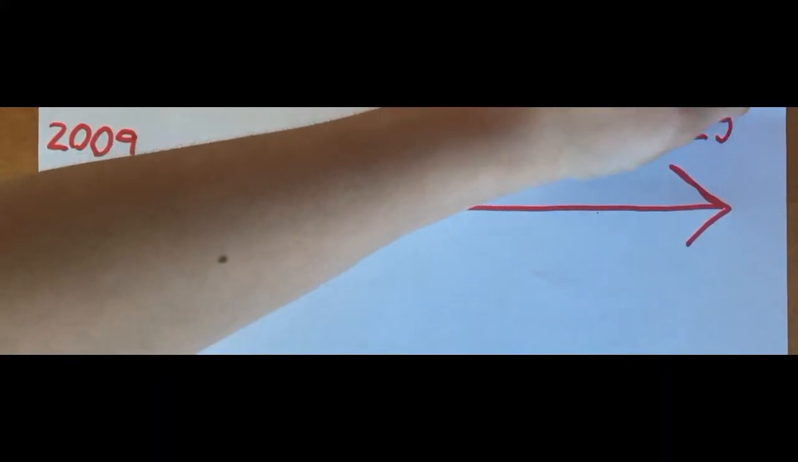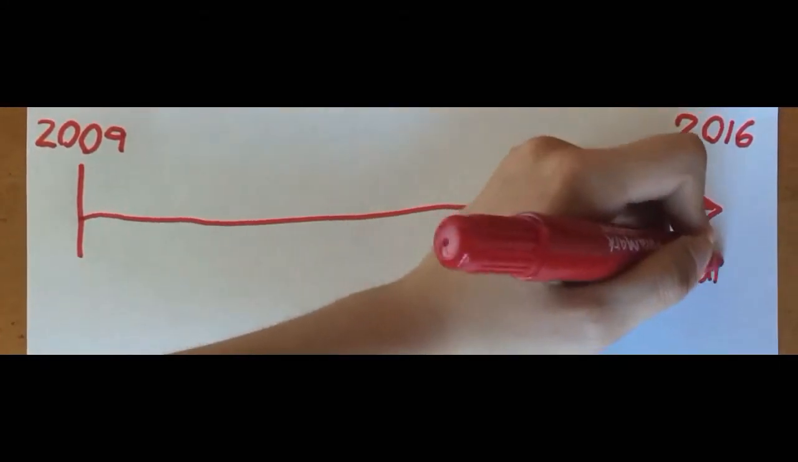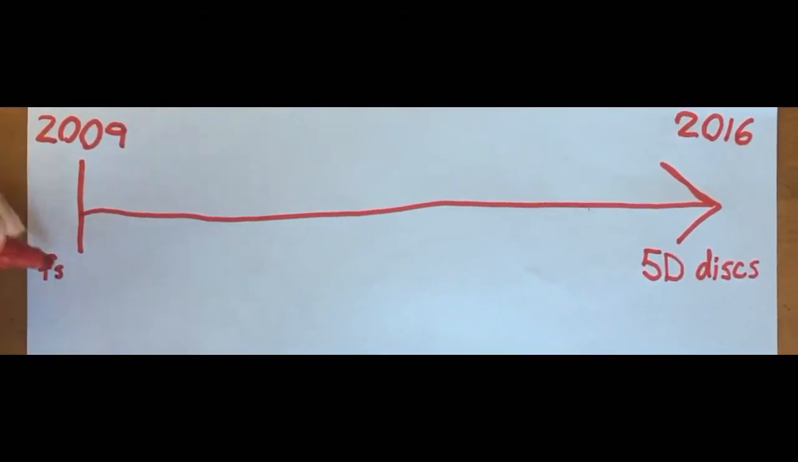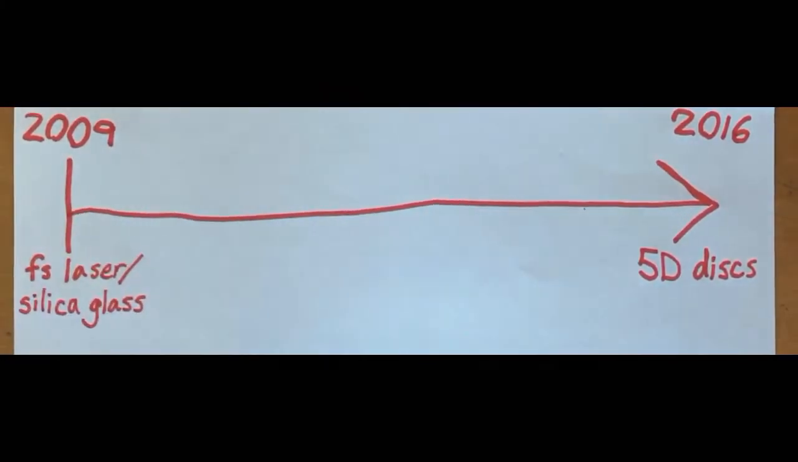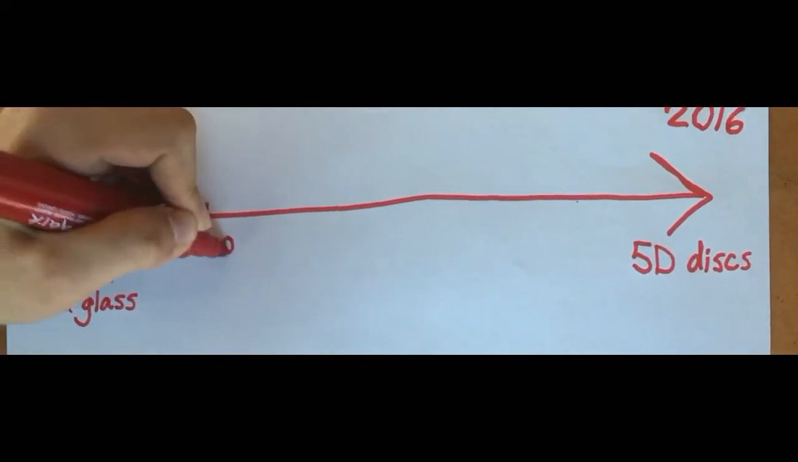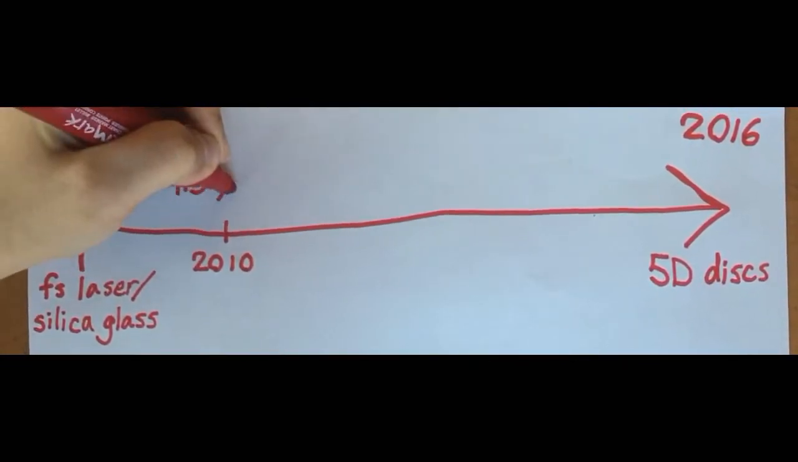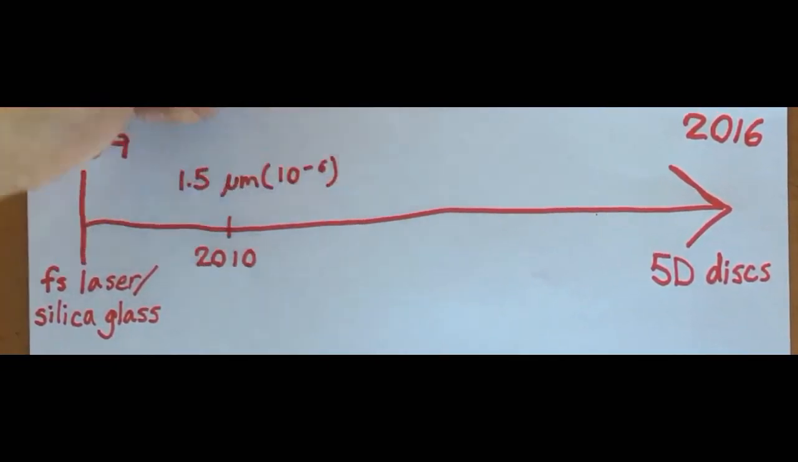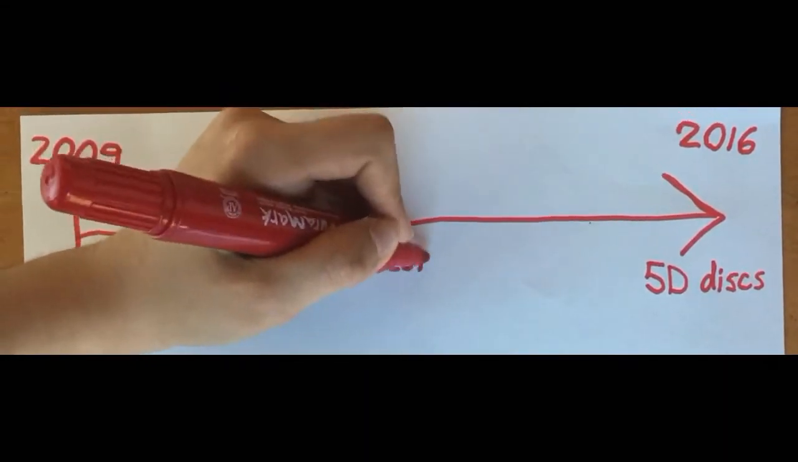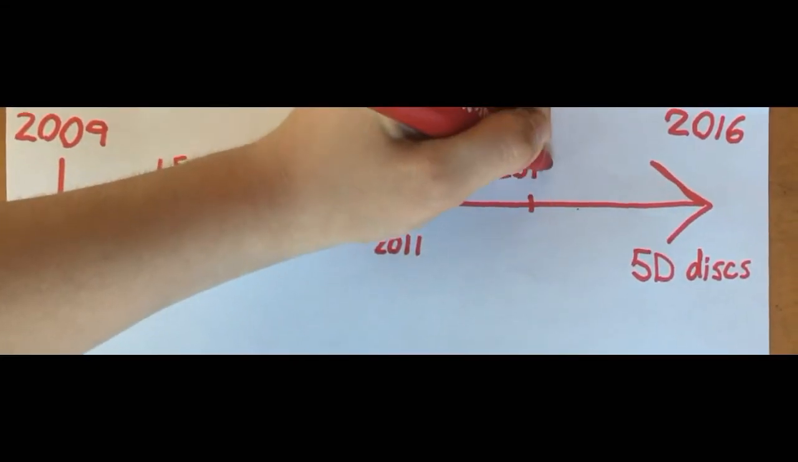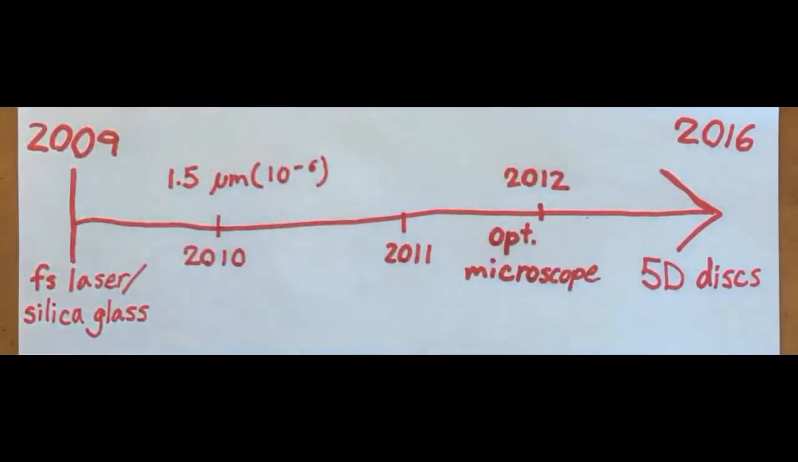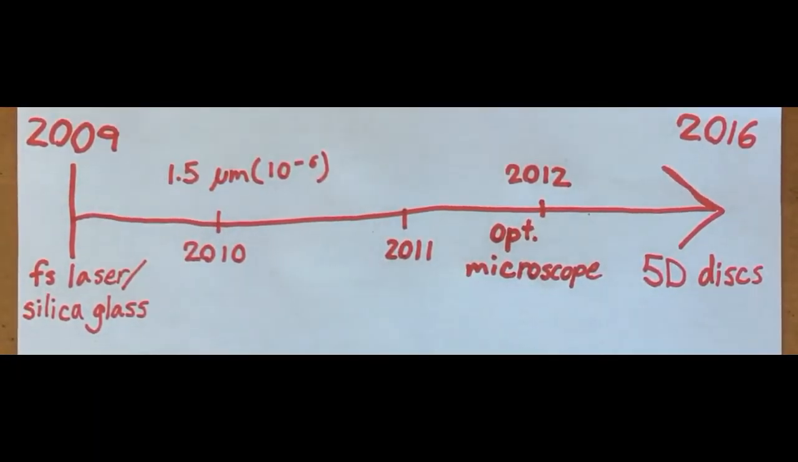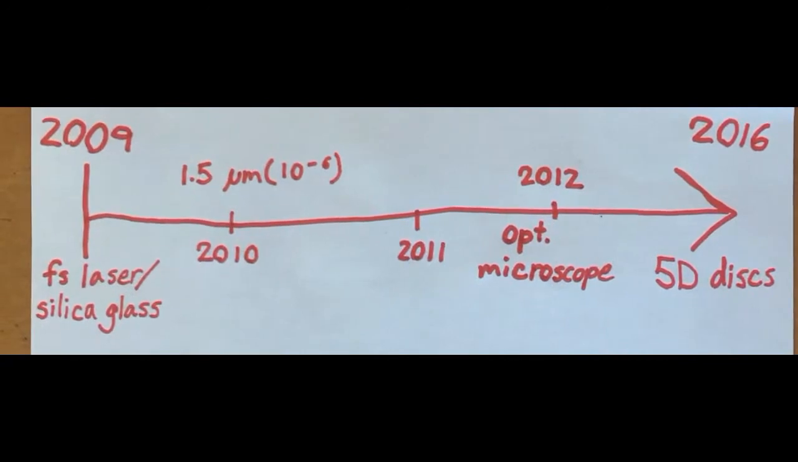Here's a timeline going from 2009 to 2016, where 5D discs first appeared. In 2009, a femtosecond laser was first used on silica glass and applied to data storage. In 2010, the short pulse on a femtosecond laser was decreased to 1.5 times 10 to the negative 6 seconds. In 2012, the optical microscope was first used in 5D storage.